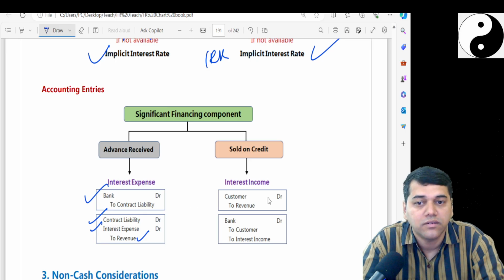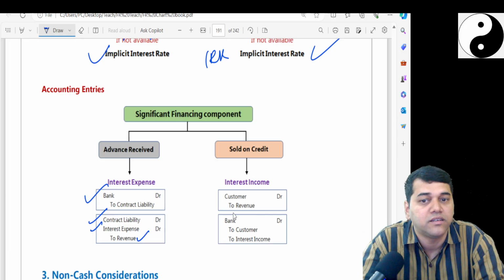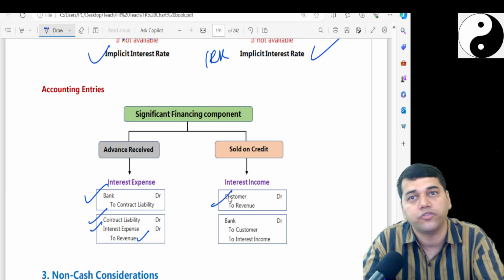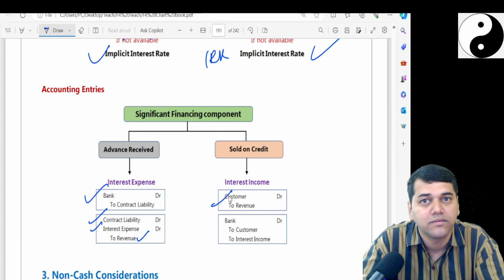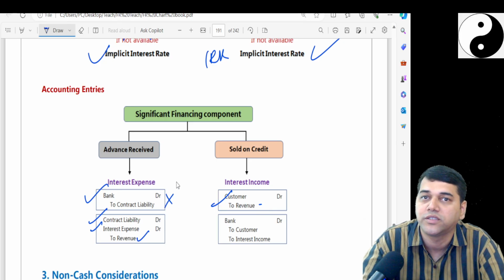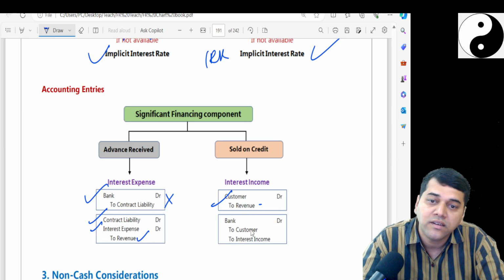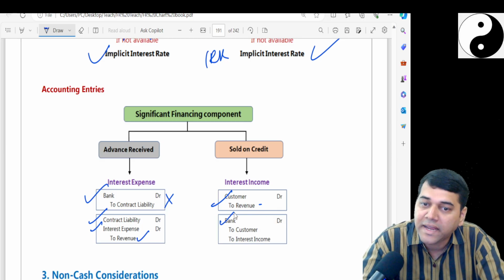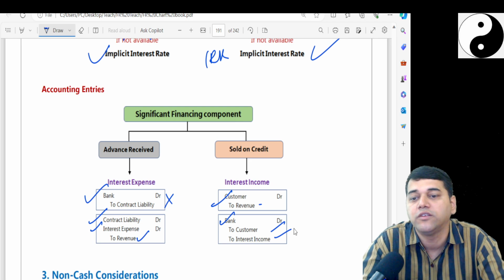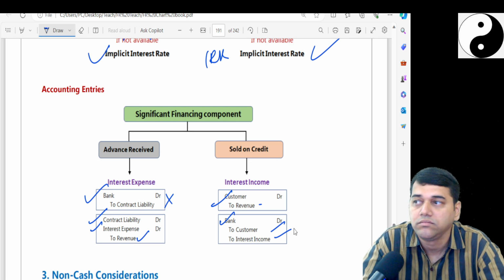And this, if you sell it on credit, today only you recognize revenue. Why? Because your performance obligations are complete, so you are eligible to recognize revenue today only. Here you didn't recognize revenue because you didn't perform the performance obligation. And when the customer pays you money, bank account debit to customer, but he pays more than what you have debited today, the differential will go to interest income. Are you clear?